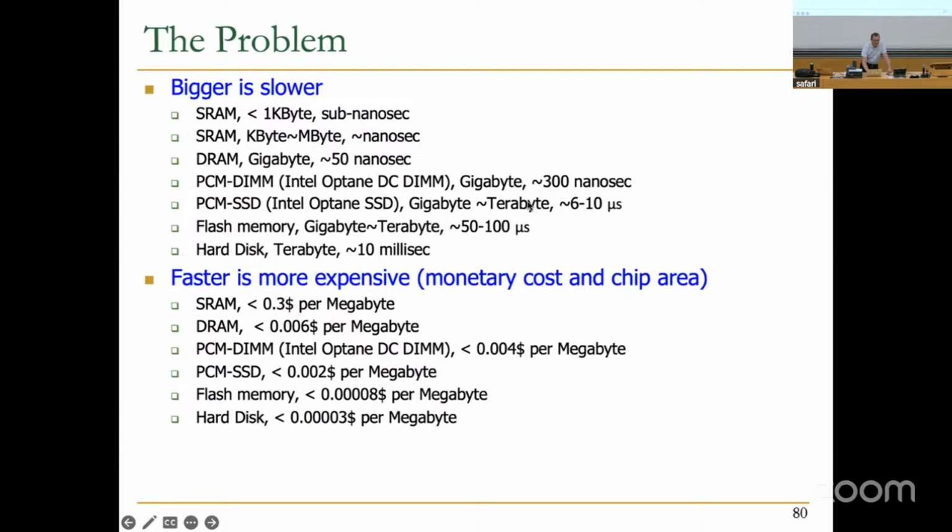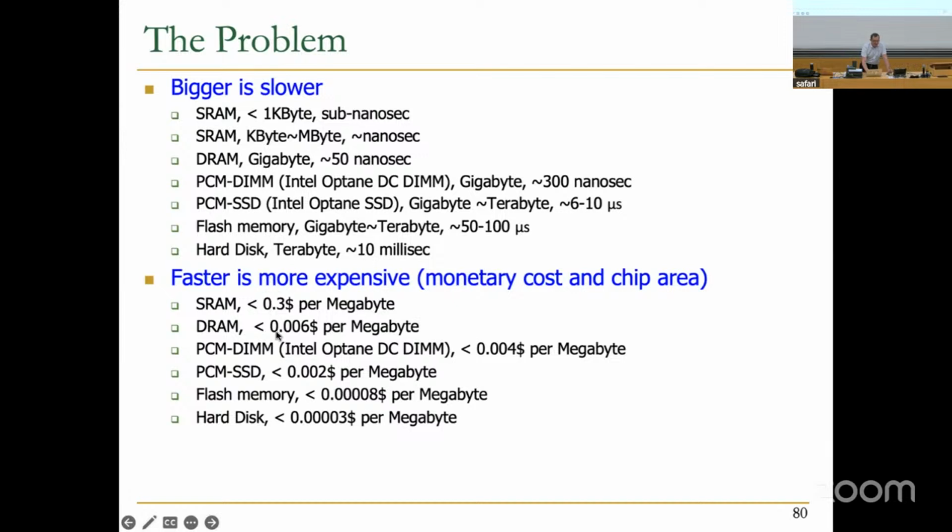And then you go to SSDs, it becomes gigabytes and terabytes, and the access latencies become microseconds. It's very long, so you don't want to access SSDs in general, but they enable access to our storage, right? So you still want to have SSDs. This is PCM, phase change memory-based SSDs. And then if you go to flash memory, it's actually more microseconds. And then hard disk can be on the order of milliseconds, right?